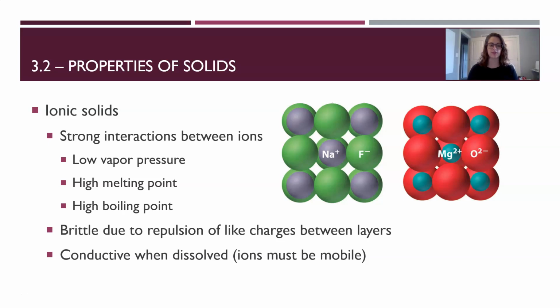Okay, our first type of solid is an ionic solid. So an ionic solid is made up of ions, so things that are positively and negatively charged. Because they're positively and negatively charged, they have really, really strong interactions, okay? They're really, really strong bonds, essentially, which means it has a low vapor pressure, they have high melting points and high boiling points. Because of the repulsion of the like charges between the different layers, they're very brittle, okay? So they're not going to bend easily. When they're dissolved in water, they are conductive because that makes the ions mobile, and the ions have to be mobile in order for electricity to be conducted.